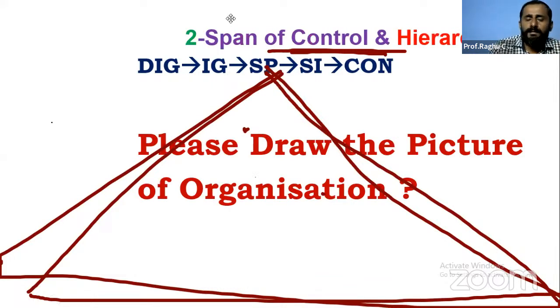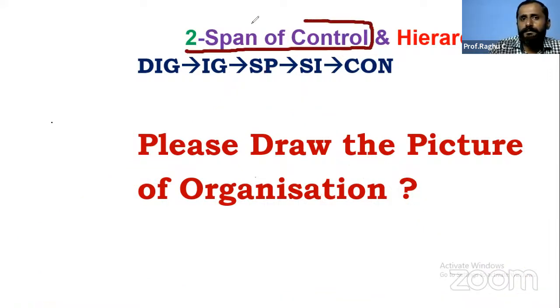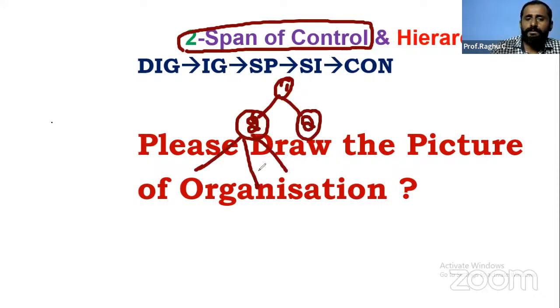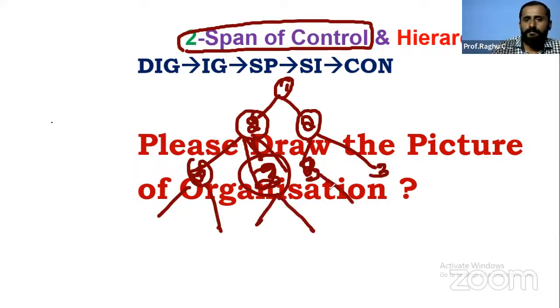Please do a small exercise now and here. Draw an organization with a span of control of two. How to draw? Say, for example, here one. Here you will have two, right? Then once again, these people will give rise to another two. Only two is the span. So here too. This is the shape we will get when the span of control is two. Clear?